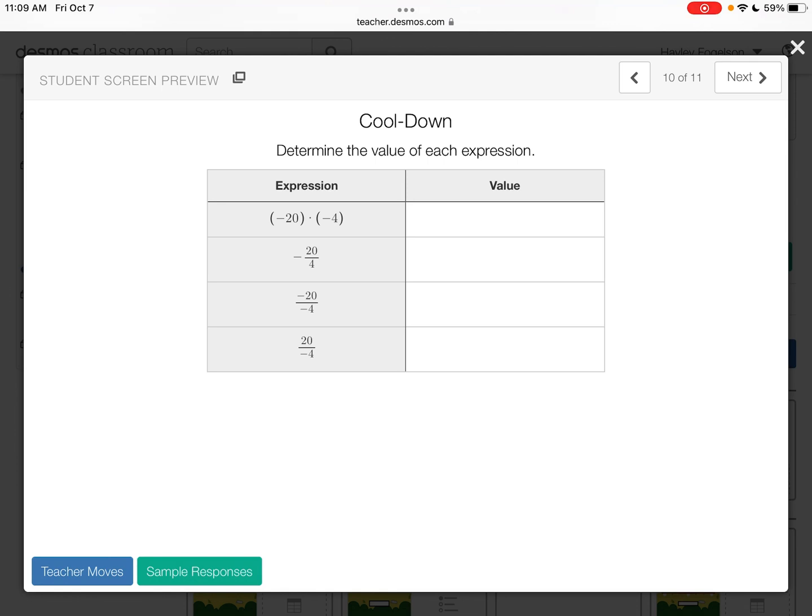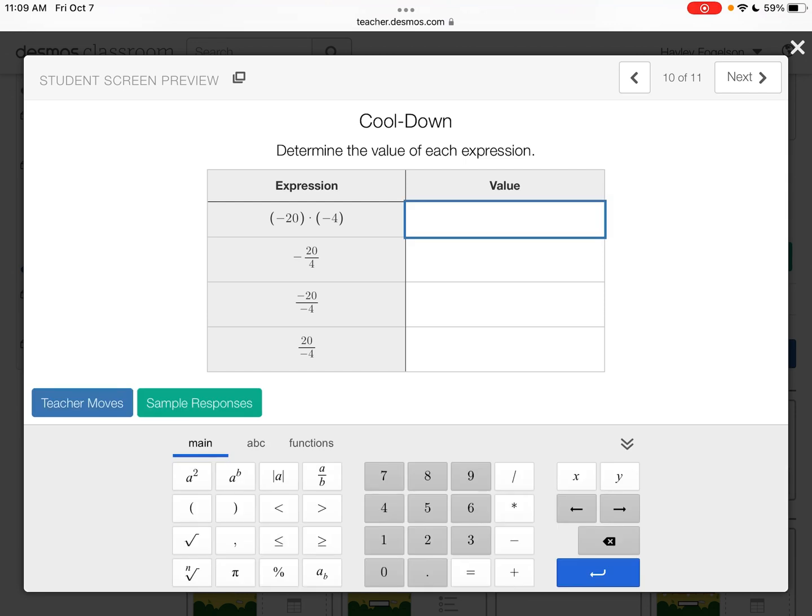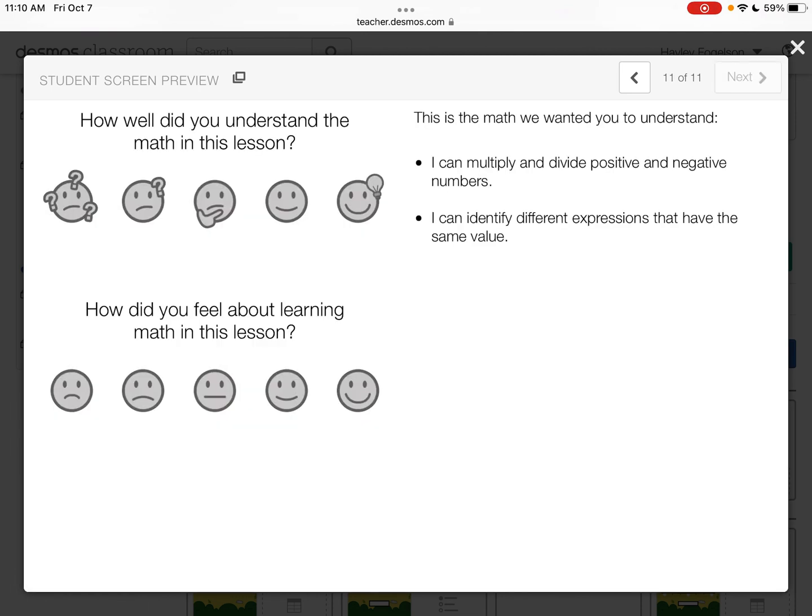Alright, so right now you are going to be doing and checking your work with mine. Negative 20 times negative 4 should have been 80. Negative 20 divided by 4 is negative 5. Negative 20 divided by negative 4 is 5. And 20 divided by negative 4 is a negative 5. Remember, negative times negative is positive. Negative divided by negative is positive. So that's your tricky one.